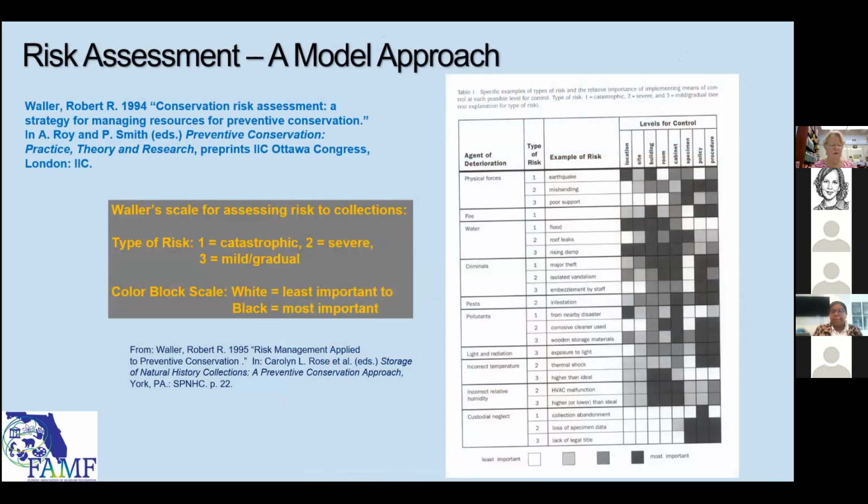In 1994, Robert Waller, then chief of the conservation section of the Canadian Museum of Nature, proposed a model approach to performing a risk assessment. He suggested that cultural institutions use a numeric ranking system to set priorities. By deciding what numbers to assign to the risk and vulnerability variables, staff can come to an agreement on the size and importance of each risk.